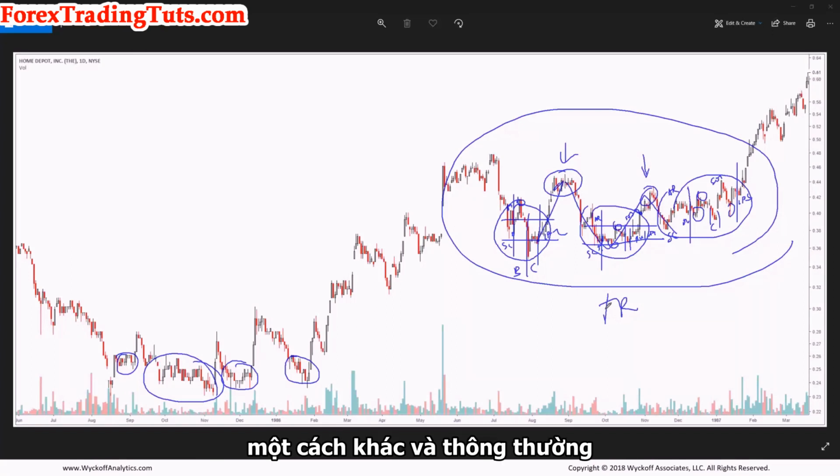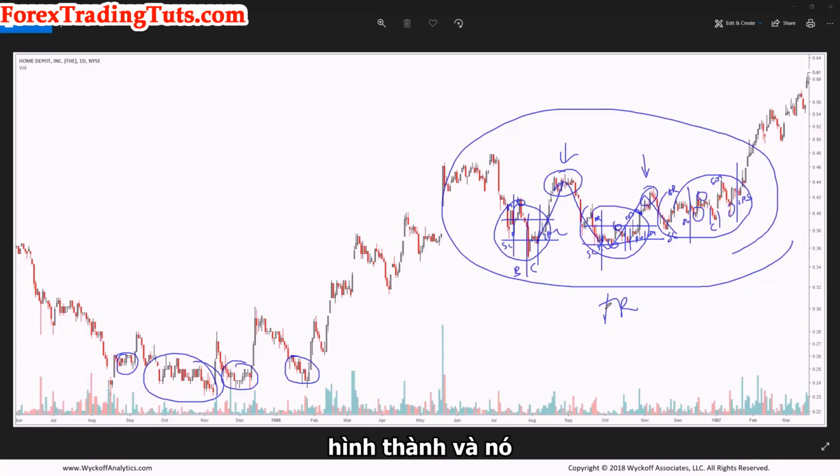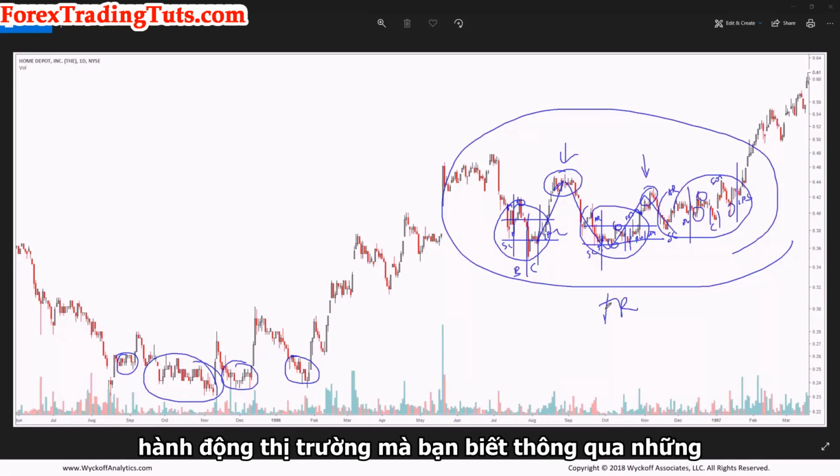And usually, during the first months, I receive a lot of emails from students that just say, oh my gosh, I look at the markets, I look at the chart, and all I see is all of those formations. And it's so much easier for me now to interpret the market action through those formations. So hopefully we'll get to this point.